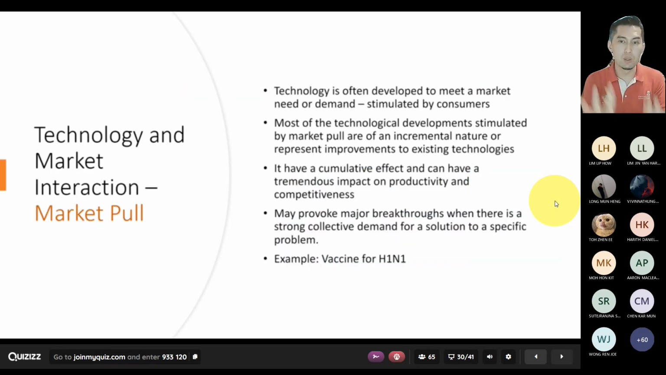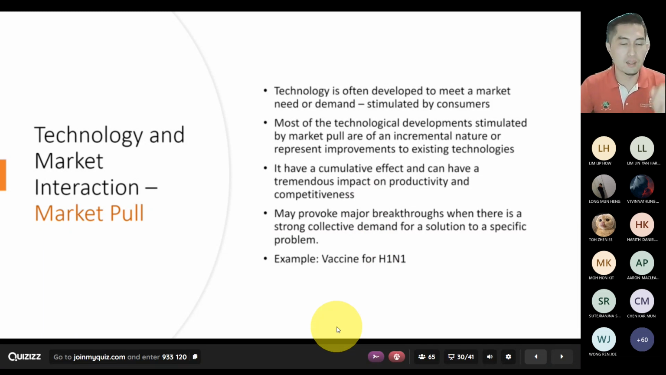On the other hand, you will notice that some technology can do better, right? Some areas of technology can do better, not because the science and technology research is pushing it, but the market is pulling it. That means there is much more demand for it instead. A very typical example of this is the vaccines that we have now for COVID.